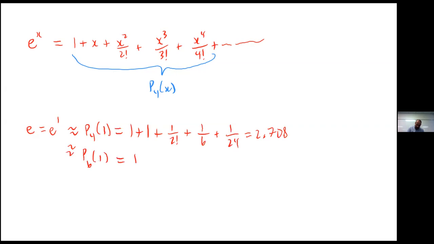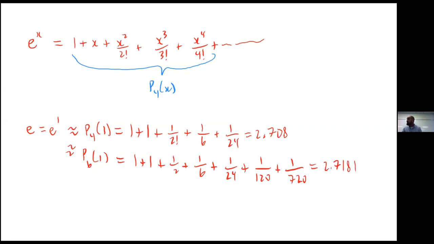Okay, so this would be 1 plus 1 plus 1 over 2 factorial, which is a half, plus 1 over 3 factorial, which is a sixth, plus 1 over 4 factorial, which is a 24th, plus 1 over 5 factorial, which is 120th, plus 1 over 6 factorial, which was 1 over 720. You know what I'm saying? What do you get when you do that? 2.7181, basically. And that's starting to get closer to what you know as the number e.